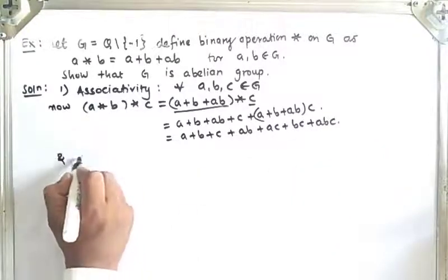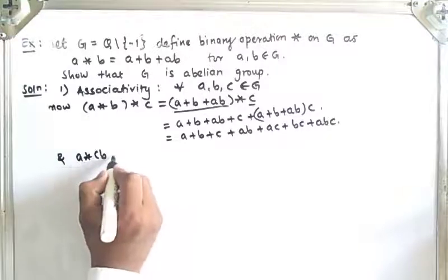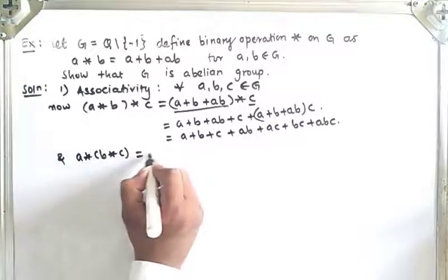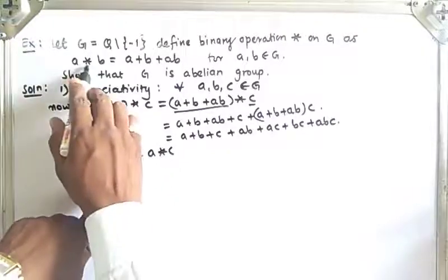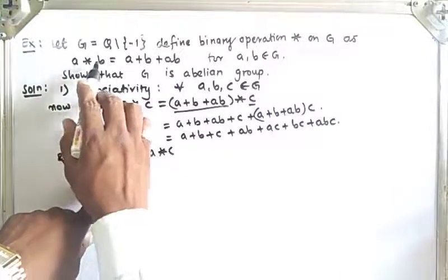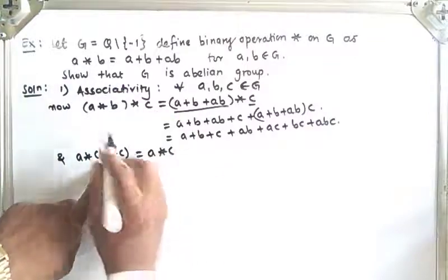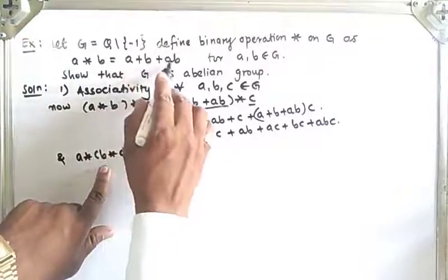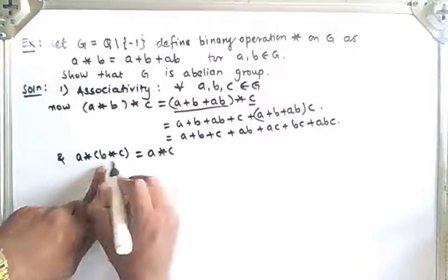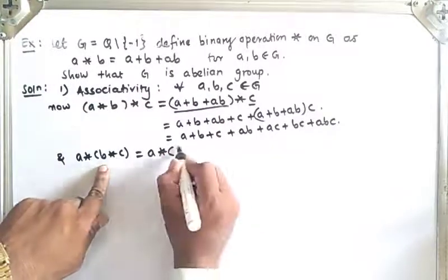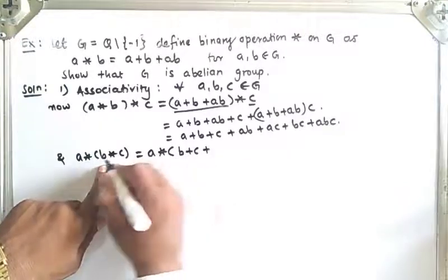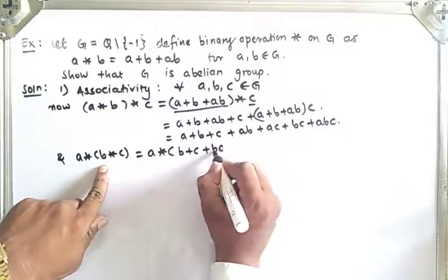And what is RHS? a star (b star c) is equal to a star, so I will replace with b star c. In this expression, a star b is the addition of these two numbers plus the multiplication of these two numbers. So b star c will be, in brackets, the addition of these two numbers b plus c plus the multiplication of these two numbers b into c.